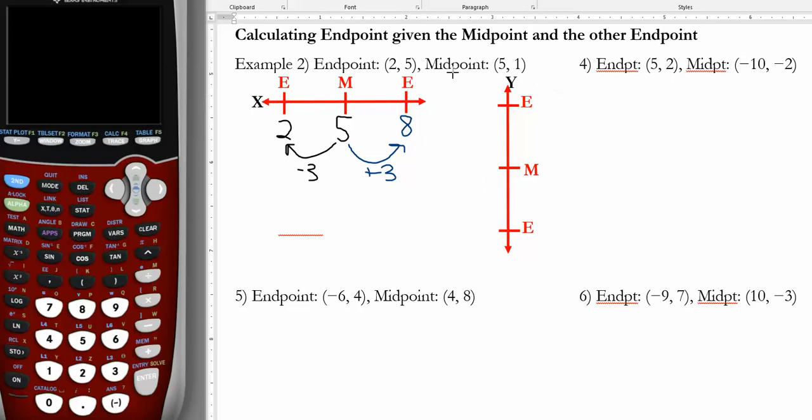Now doing the y, we start off with the 1. Then we use the 5. 5 is bigger than 1. Put that on there. And how do we get from 1 to 5? We add 4.